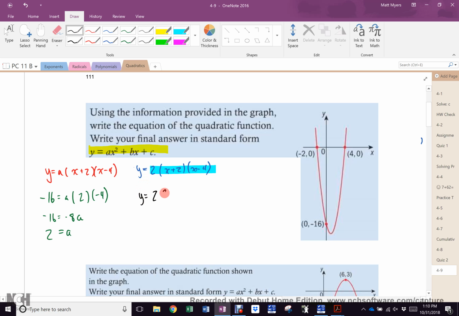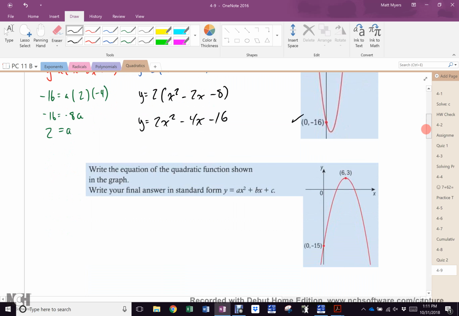y equals 2x squared minus 2x minus 8, and then 2x squared minus 4x minus 16. And then I can even check, can't I? Y-intercept is -16. Is it? Yeah. And I can check the stretch too, can't I? When I go over, can't really, I'd have to find the vertex. That's good enough. Everyone is comfy? Great. Let's look at the next one.